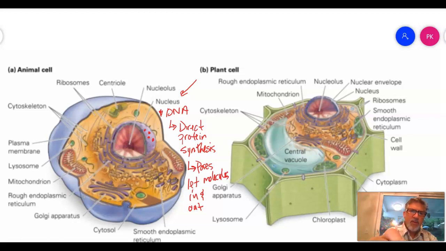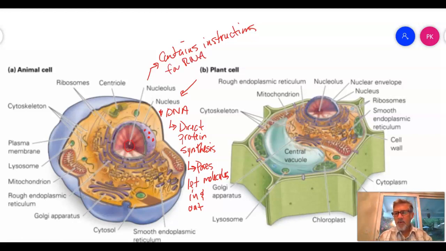Within it is the nucleolus, right? So that little solid region here, well, it's the nucleolus. So this contains instructions for RNA. So DNA is the instructions. RNA are these little nucleic acids that carry out the instructions of DNA. Right? So that's the difference between the nucleus and nucleolus. And this DNA is all wiggly in here. It's called chromatin.